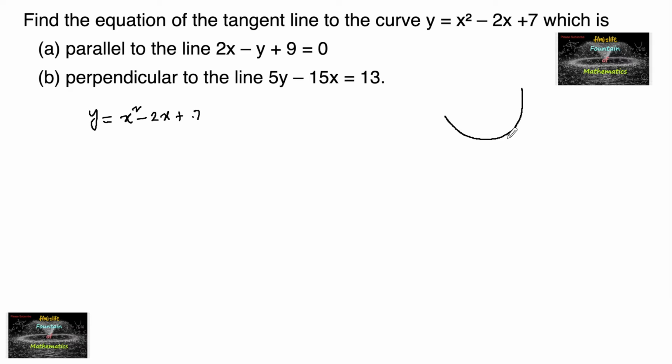So we need to find a tangent line at one point. Let us consider this is the tangent, and this tangent is parallel to the line 2x minus y plus 9 equals 0. Which means that the slope of this tangent is equal to the slope of the line. The first case we can consider.